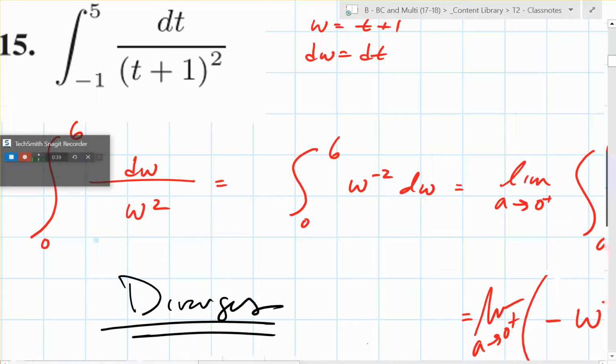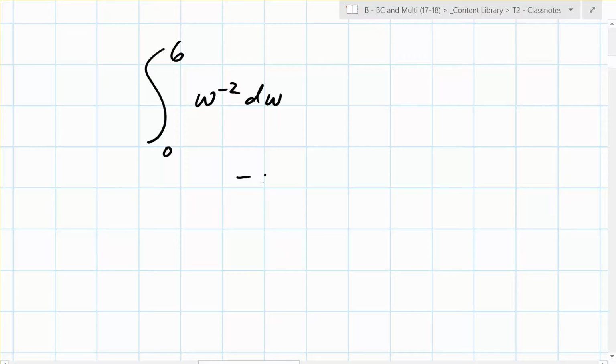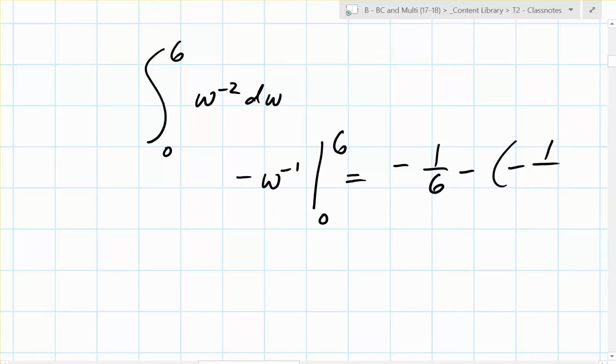Is there a reason for us to use the limit? It gave you that right there. If you try to do this, you end up with negative w to the negative 1 from 0 to 6. So what's that going to be? Negative 1 over 6 minus negative 1 over 0. It's undefined. You'll run into a wall. You won't be able to plug in your limits.